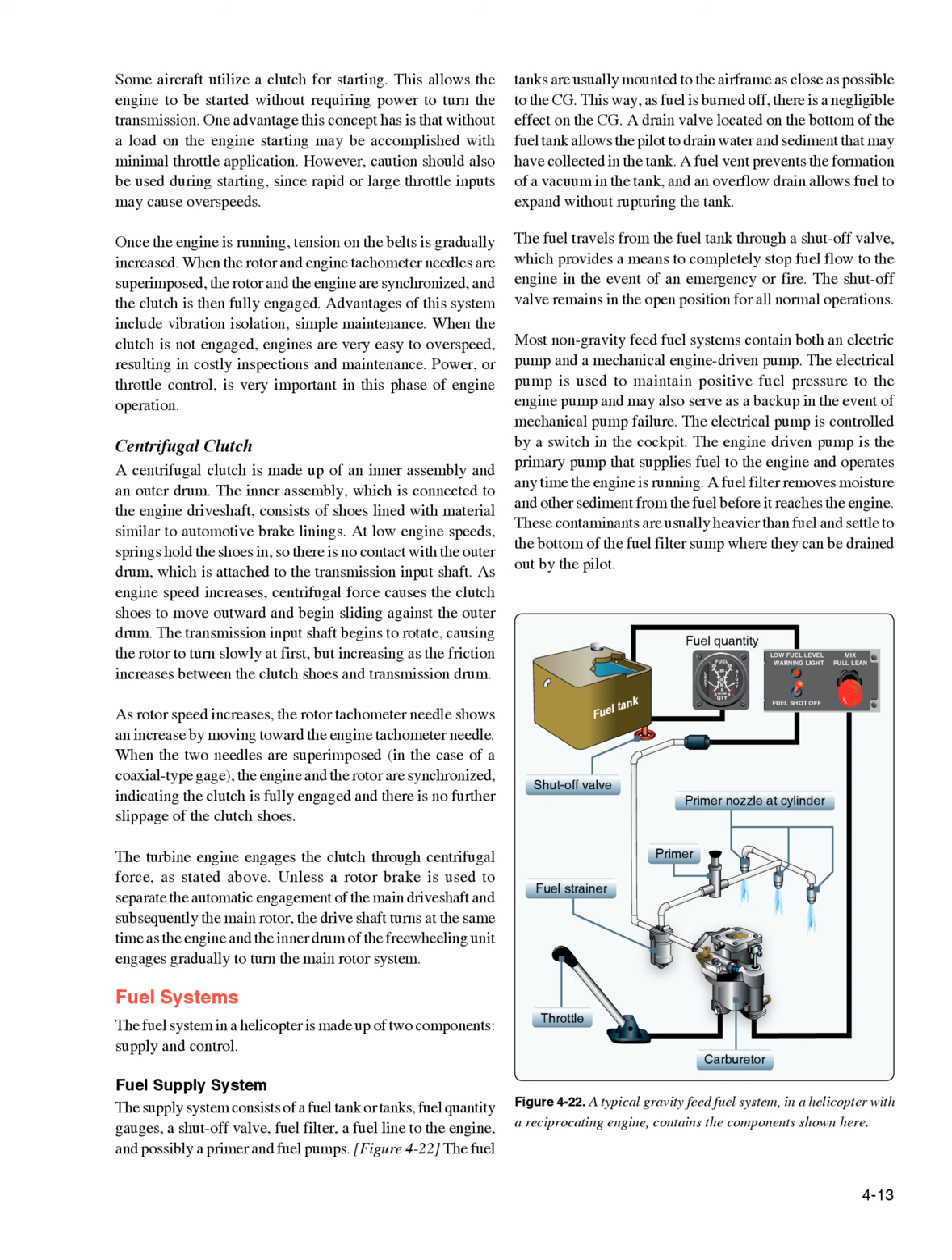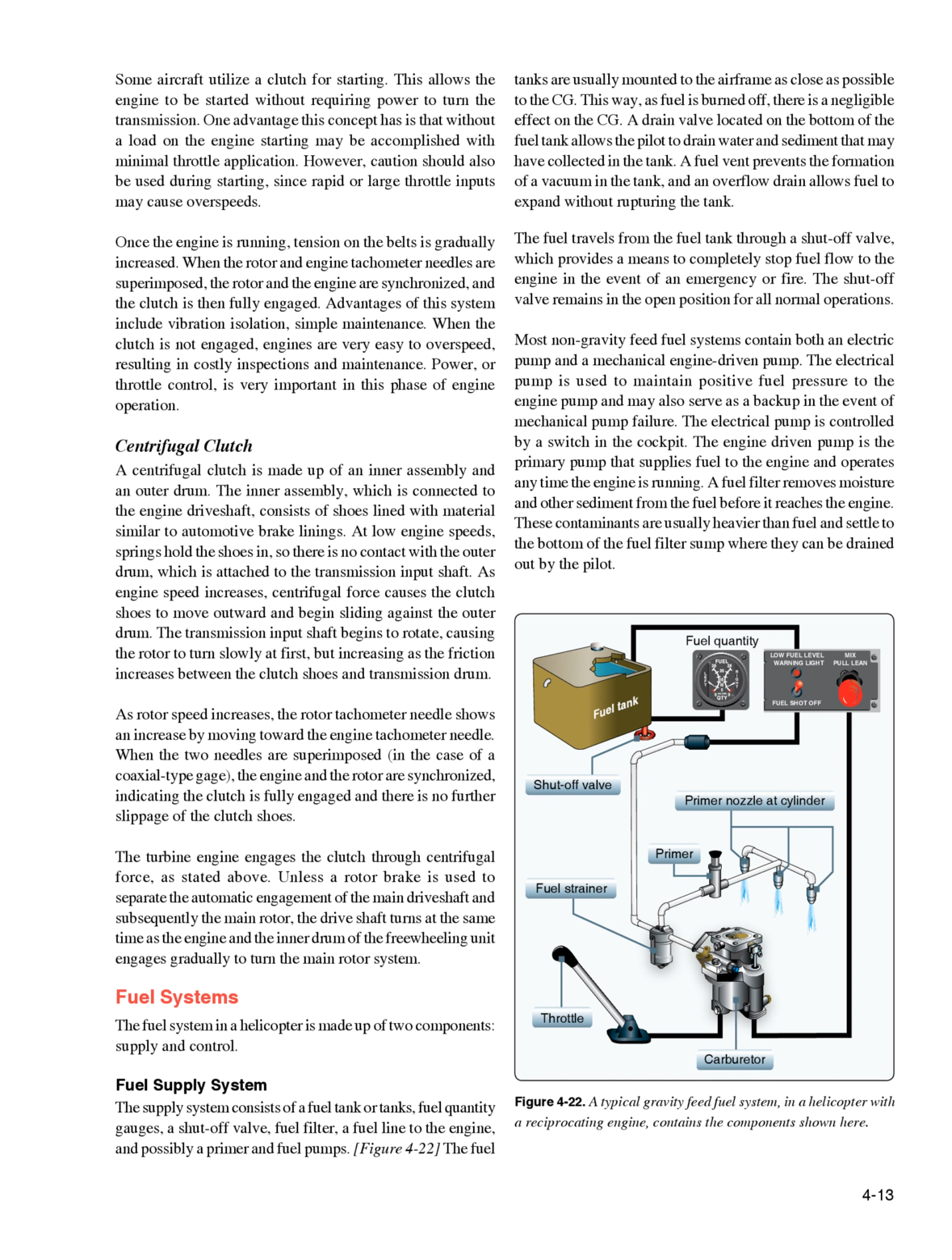Advantages of this system include vibration isolation and simple maintenance. When the clutch is not engaged, engines are very easy to overspeed, resulting in costly inspections and maintenance. Power, or throttle control, is very important in this phase of engine operation. Centrifugal clutch. A centrifugal clutch is made up of an inner assembly and an outer drum. The inner assembly, which is connected to the engine driveshaft, consists of shoes lined with material similar to automotive brake linings.